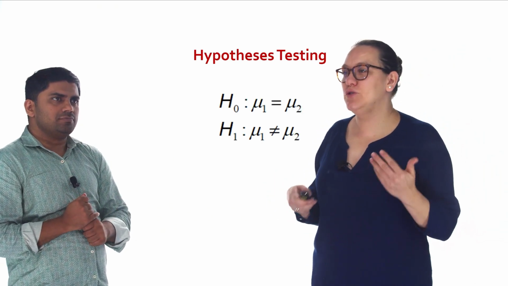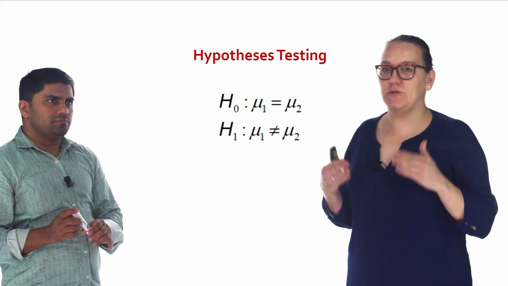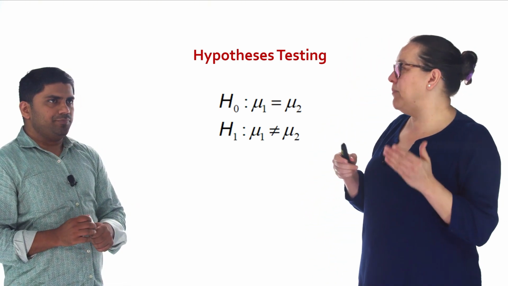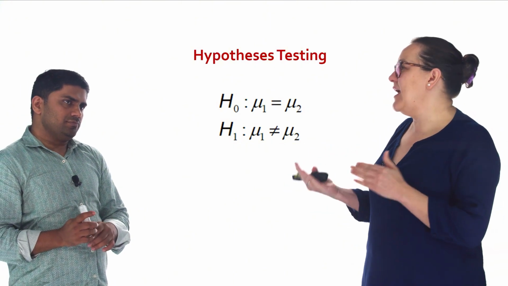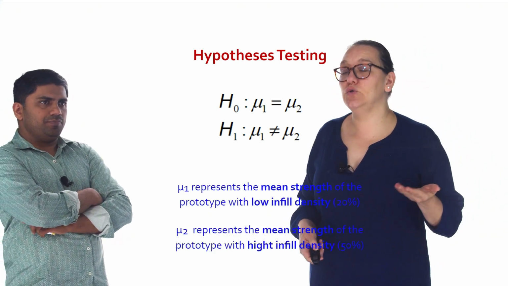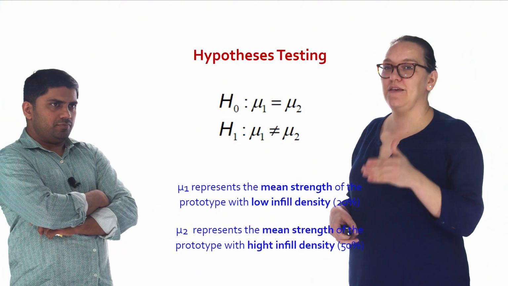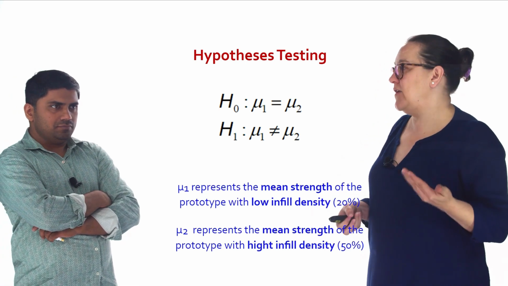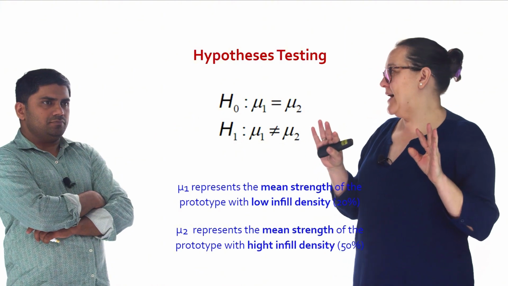Actually we have two hypotheses, one that we call the null hypothesis and the alternative hypothesis. H0 is the null hypothesis. Let's imagine that you want to compare if the strength of the prototype is the same when you use different infill density. So here we have mu1 equal mu2. mu1 is the mean strength when you use a low infill density, in this case 20%, and mu2 when you use 50%. So we make the prototypes, you calculate the mean, and you see if those are the same or not.